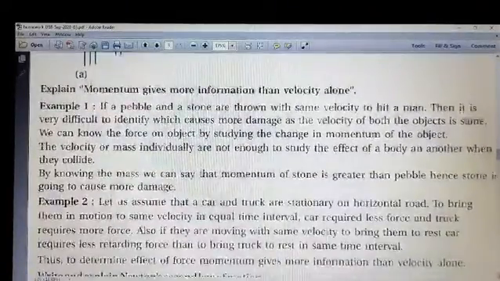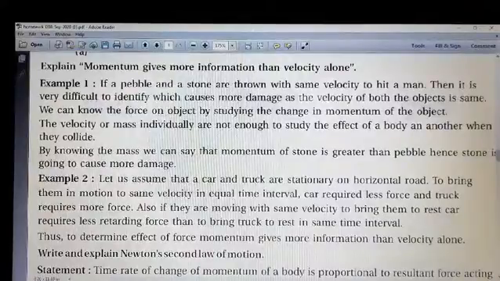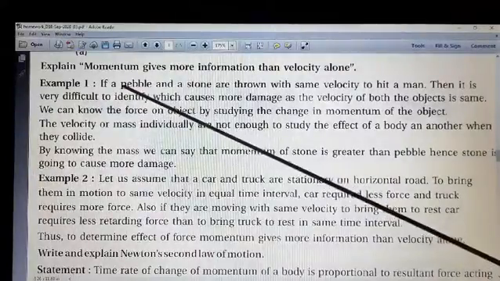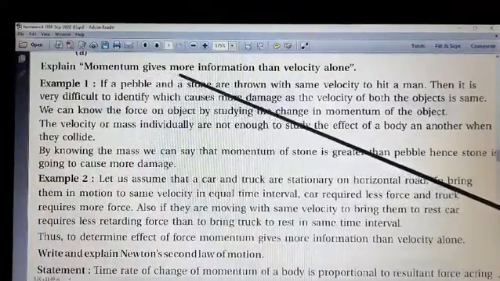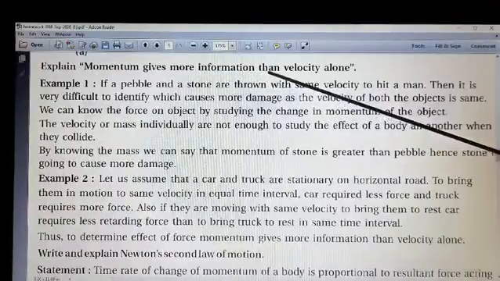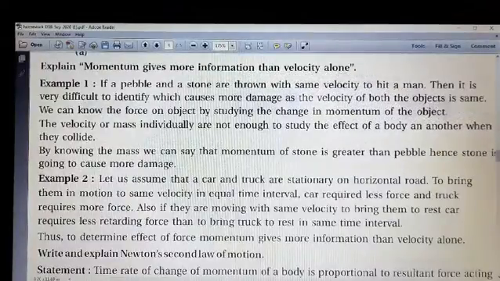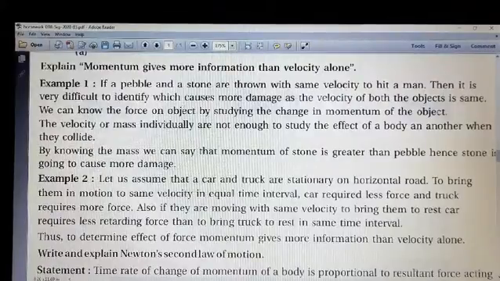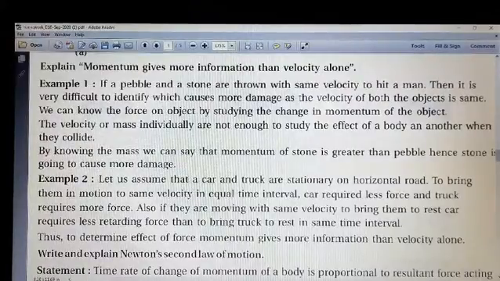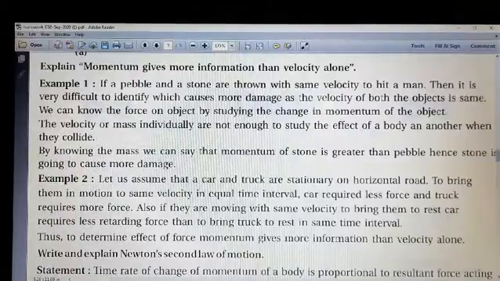Our next question is: momentum gives more information than velocity alone. Friends, momentum means mass into velocity is equal to momentum.